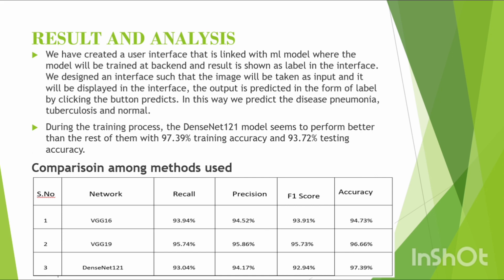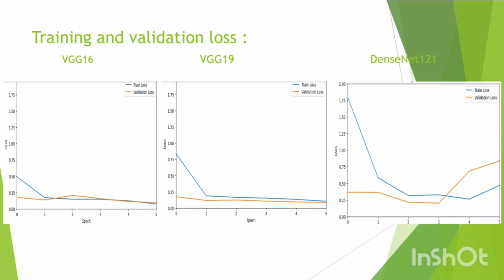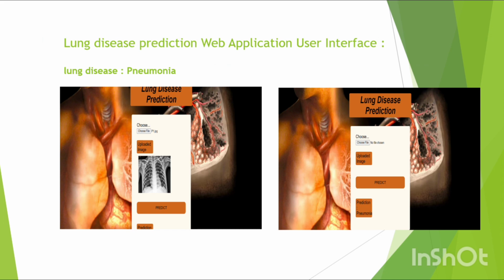And coming to results, during the training process, the DenseNet 121 model seems to perform better than all the others, with 97.39% training accuracy and 93.72% testing accuracy. Here is the comparison table among the three models which we have used: VGG16, VGG19, and DenseNet 121. You can see the recall, precision, F1 score, and accuracy comparison among all these models. These are the graphs of training and validation accuracy, and these are the graphs of training and validation loss. These are user interface images.